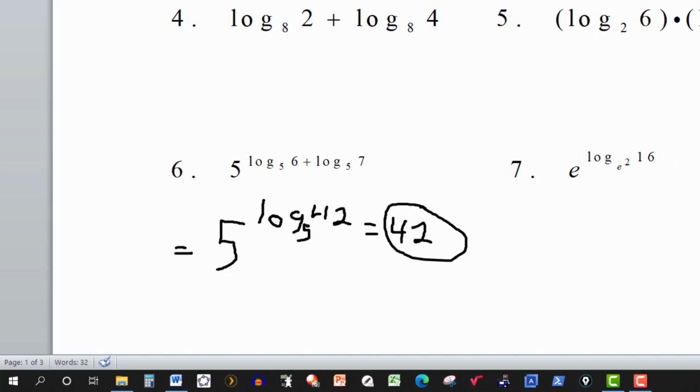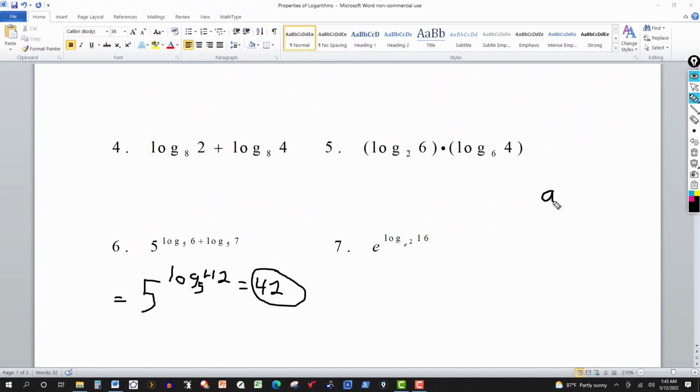In other words, if you have a to a power of log of, say, x to base a, if this base here and this base here are the same, then the answer is whatever you're taking the log of. In this case, it's x. That's the property of logs. But it's not that. It's e squared there. But just using some basic algebra, we can fix that.